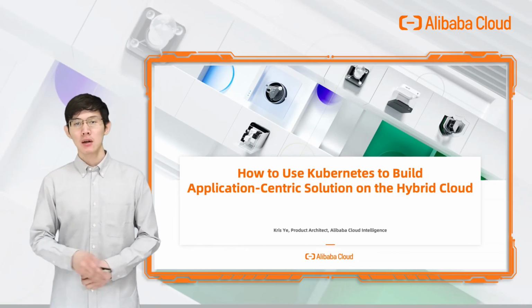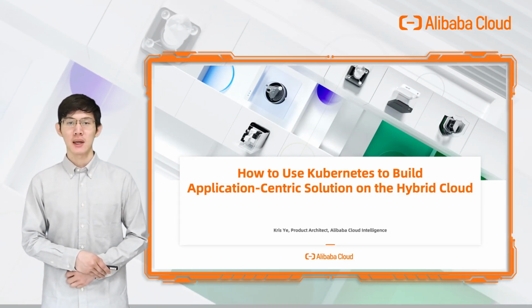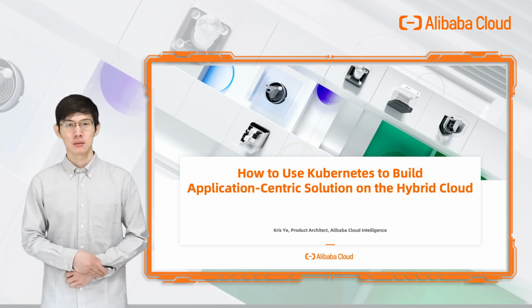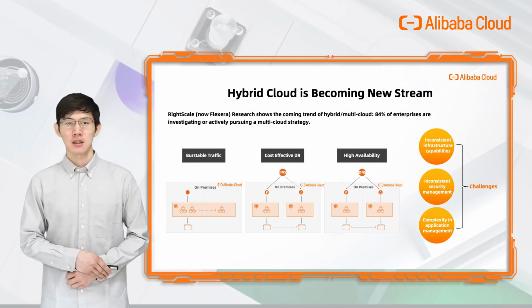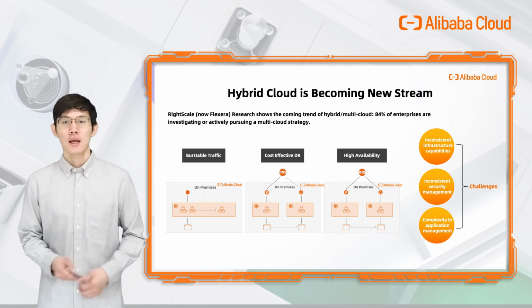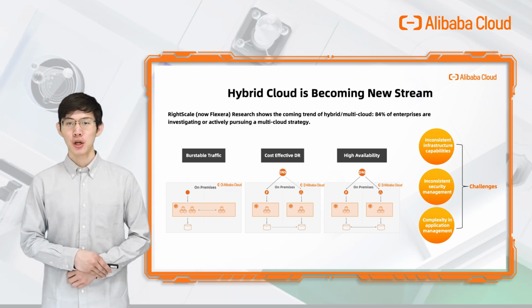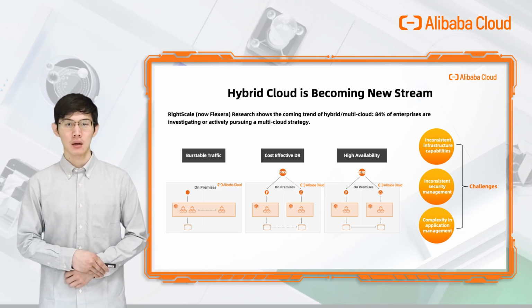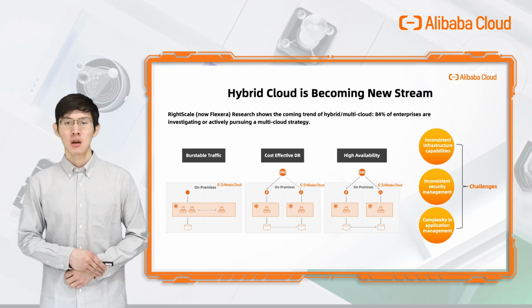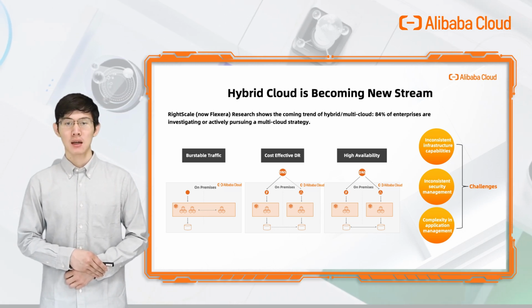In this video, I would like to show you how to use Kubernetes to build an application-centric solution for hybrid cloud. In recent years, hybrid cloud has become mainstream. Lifecycle research shows the coming trend of hybrid and multi-cloud: 84% of enterprises are investigating or actively pursuing a multi-cloud strategy.